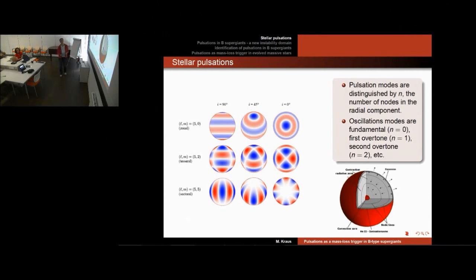Of course, at the surface of the star, nothing is fixed, so the surface can move out. So this is not a node line. And we call the oscillation modes with n equals 0 the fundamental mode, and then we have the overtones, first overtone and second overtone, etc. So this is how we classify different pulsation modes.